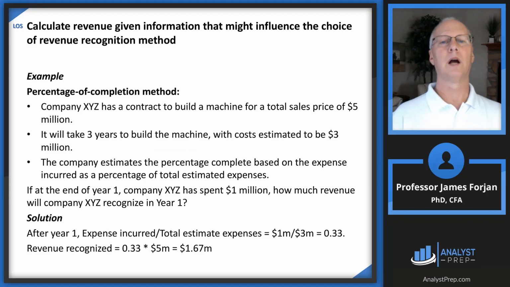Here's a good example. We have a contract to build a machine for $5 million. It's going to take 3 years, and we expect costs to be $3 million. Now, note that's $3 million, and those are estimates, so we don't quite know if it's going to be $2.7 million or $3.3 million. So we'll use the percent complete method, and at the end of year 1, we've spent $1 million. How much revenue should we recognize? All we do is take the $1 million divided by the $3 million of our estimated costs, and that gives us 1/3, times the 5 million. And so we have revenues of 1.67 and expenses of 1. So we've got some kind of profit at 0.67 million.